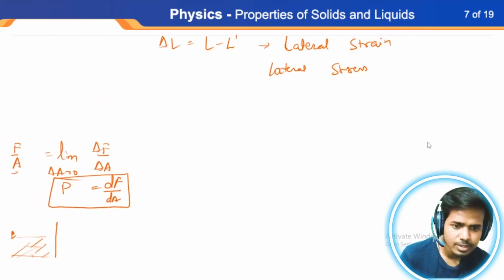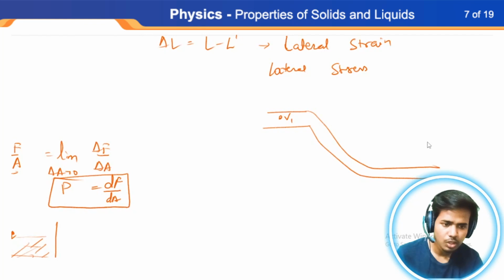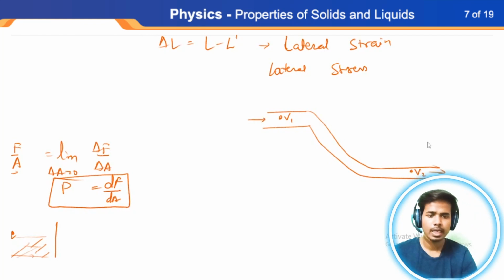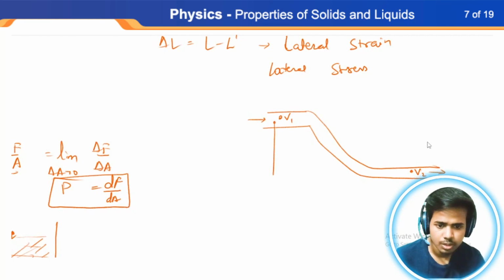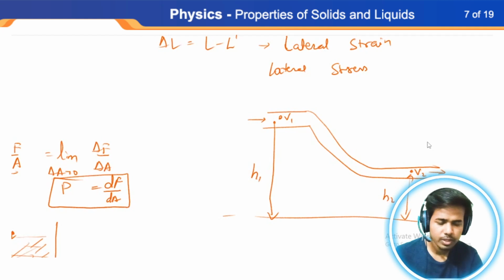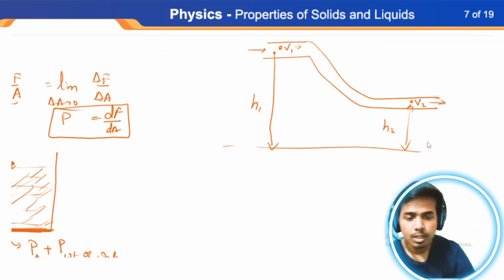Now when you have some system in which, let's say, there is this pipe in which there is this velocity v1 and velocity v2 of the stream flowing, and let's say this one has a height h1 with the ground, and this one has a height h2 with the ground, and velocities v1 and v2, right?